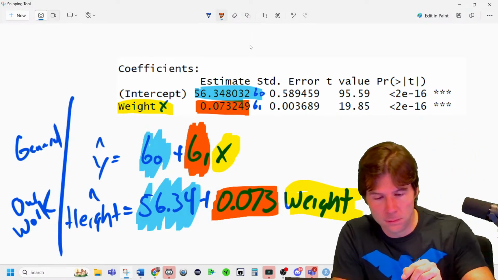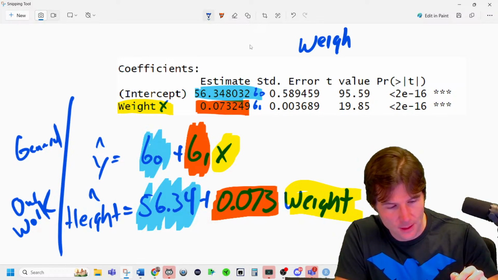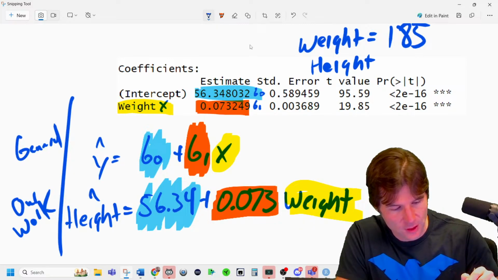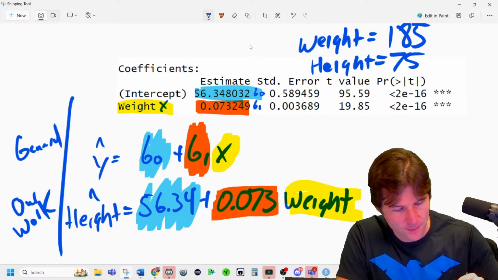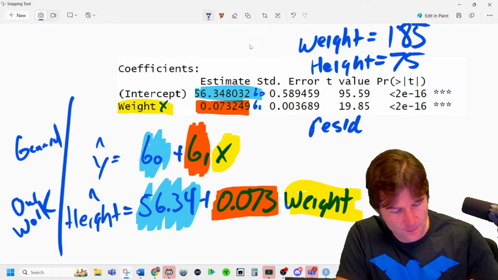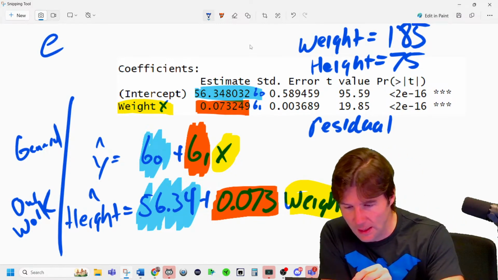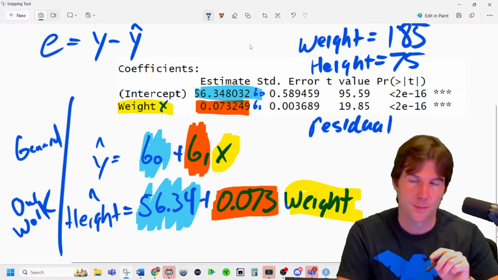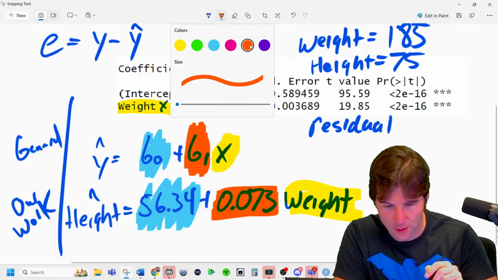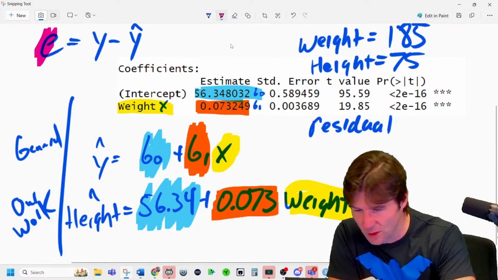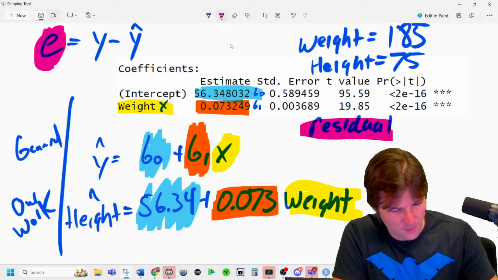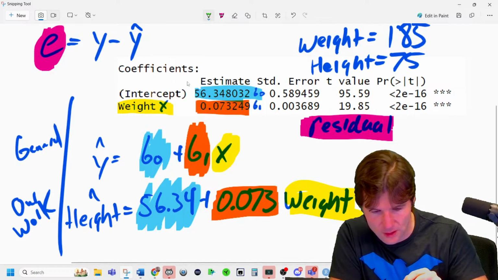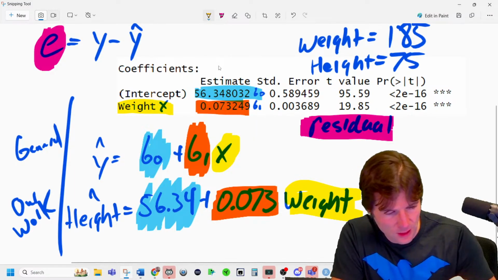So Brian has a weight of probably 185 these days. Brian is actually 75 inches tall. What is Brian's residual? Residual, E, so residual equals actual minus predicted. So what are you missing from this equation? To find Brian's residual E, what are you missing?